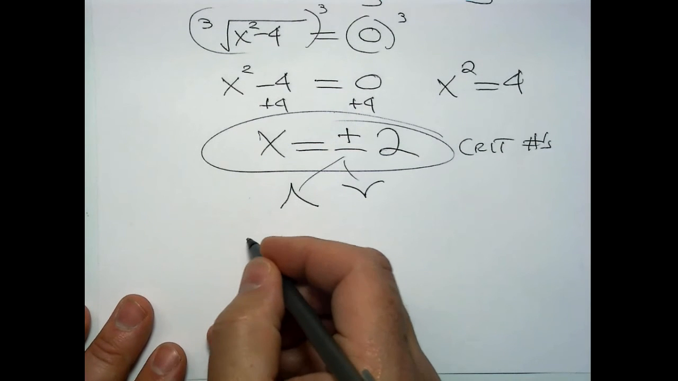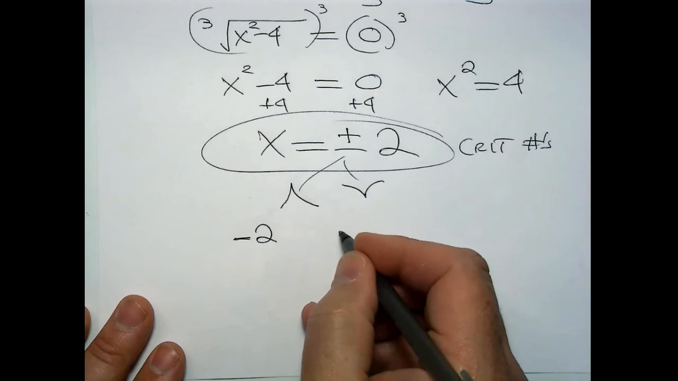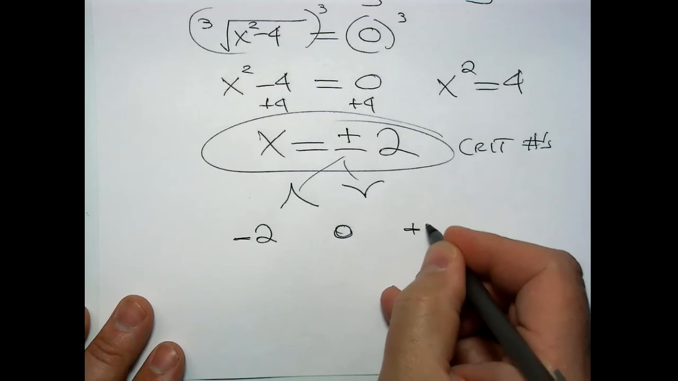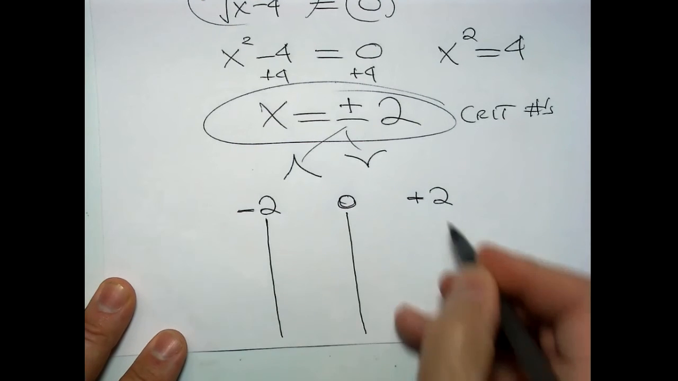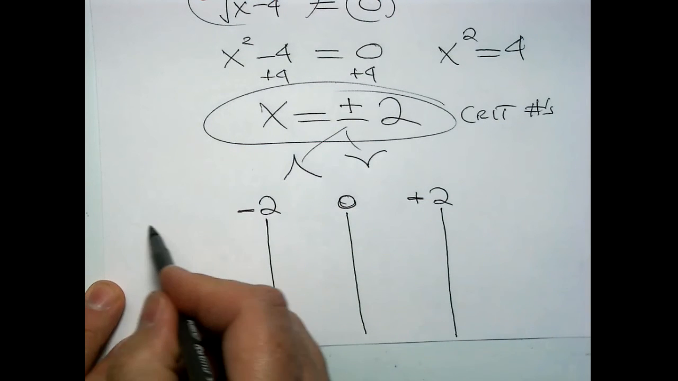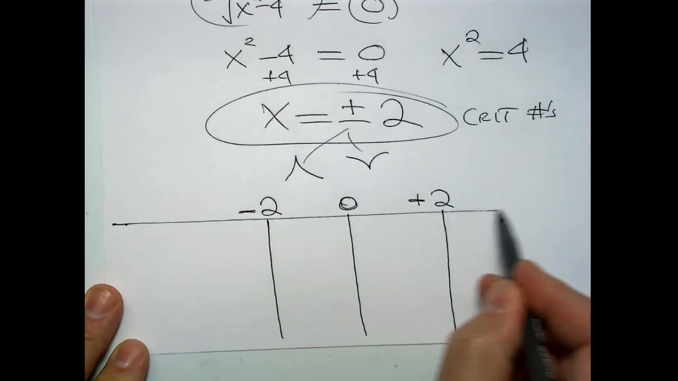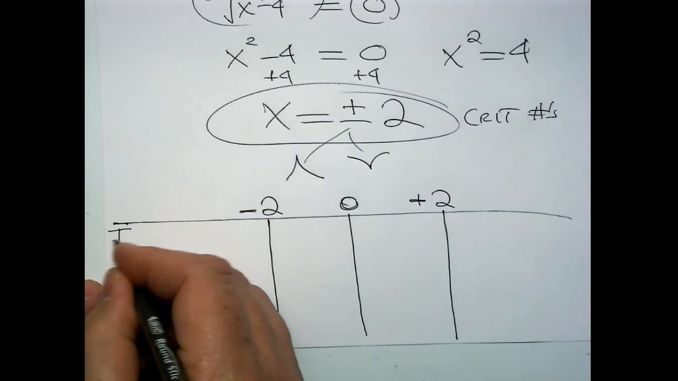Line up your critical numbers as slicers. And I want you to slice up the entire domain of real numbers. The first thing you're going to want to write down is the interval.